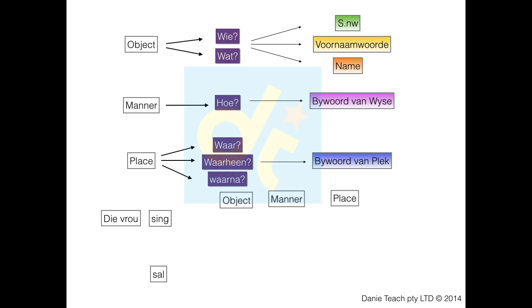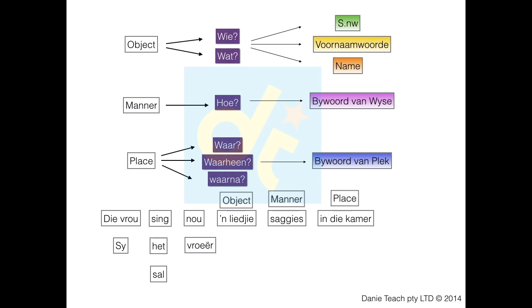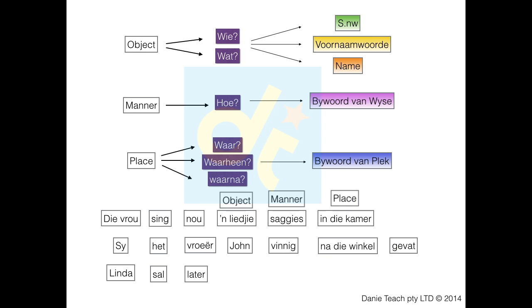Right, so let's look at the examples. Die vrou sing nou 'n liedjie saggies in die kamer. And your next example is, sy het vroeër John vinnig na die winkel gevat. Future tense, Linda sal later 'n boek rustig by die skool lees.